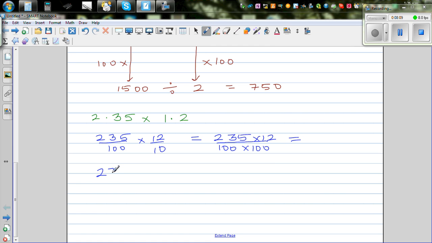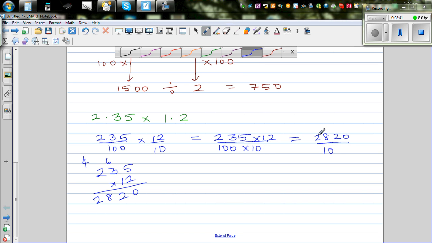Okay, so I have to do the top multiplication. Let me do the algorithm. I know the 12 times table. So 12 times 5 is 60, 12 times 3 is 36 plus 6 is 42, 4 remainder. 12 times 2 is 24, and 24 plus 4 is 28. So this is 2820 over 1000. Yeah, this is 1000.